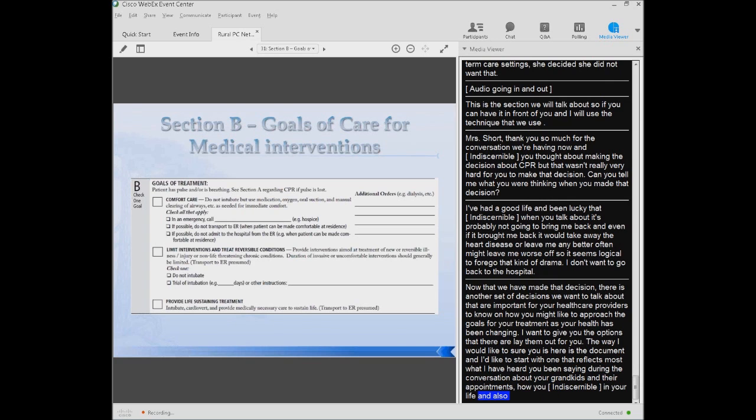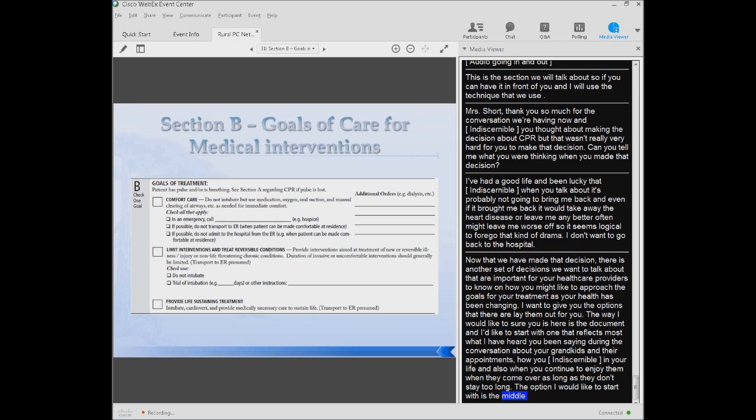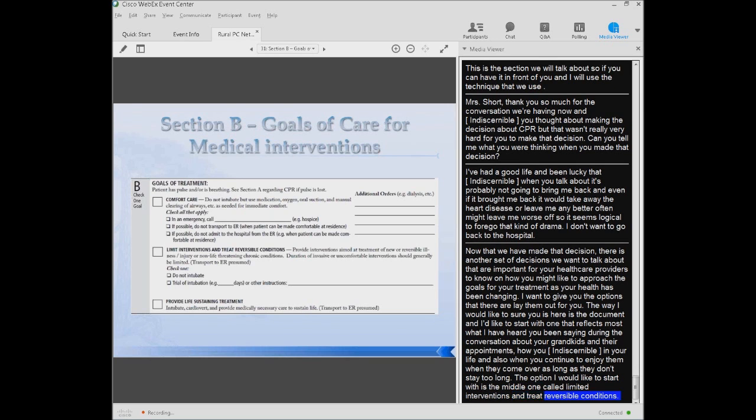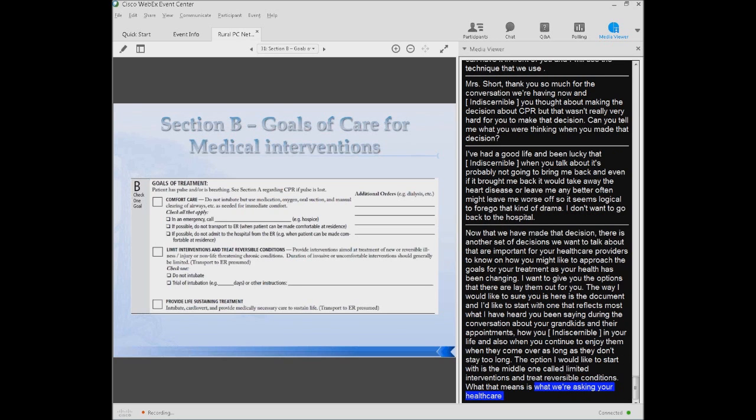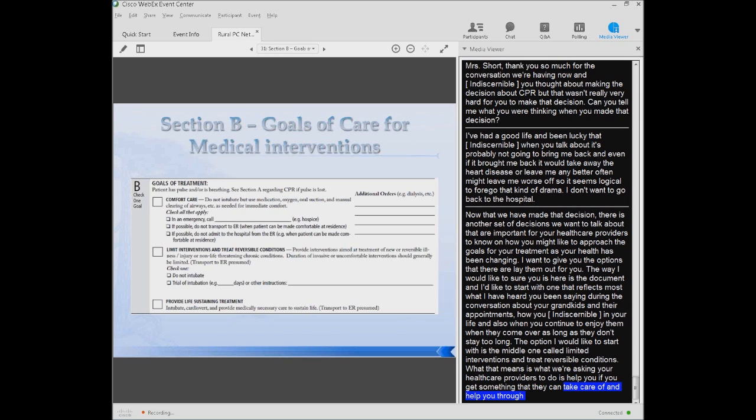Okay. So the option I'd like to start with is this middle one called Limited Interventions and Treat Reversible Conditions. Really what that means is that we're asking your healthcare providers to help you if you get something that they can take care of, like an infection of some kind, and they can cure that and help you through it so that you return to where you're at right now, then we would pursue those kinds of treatments.